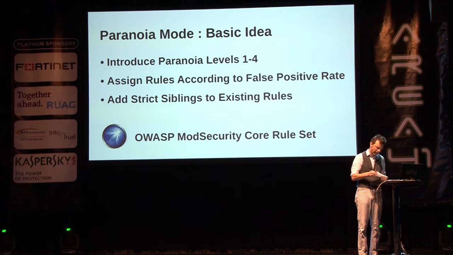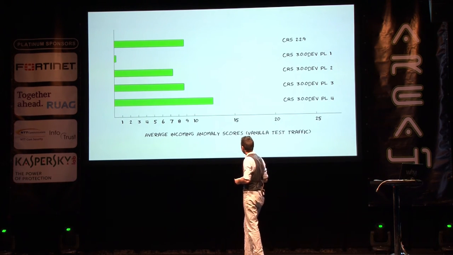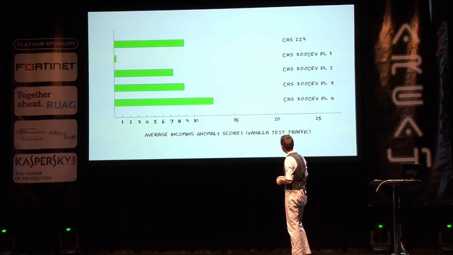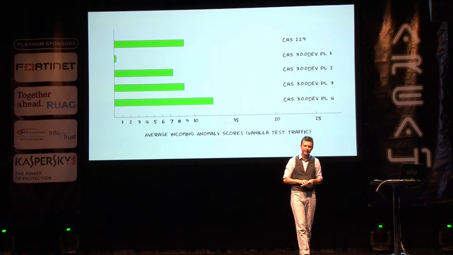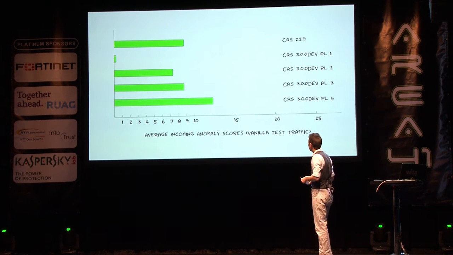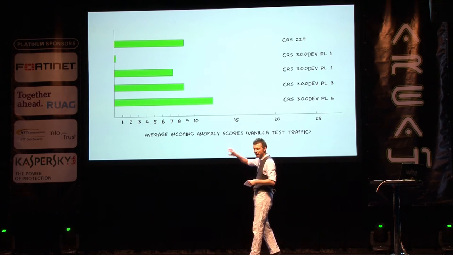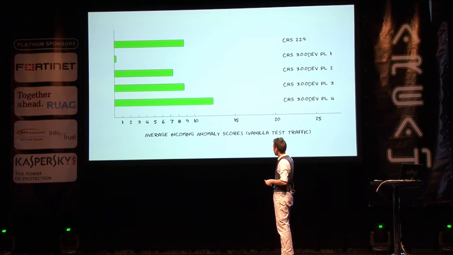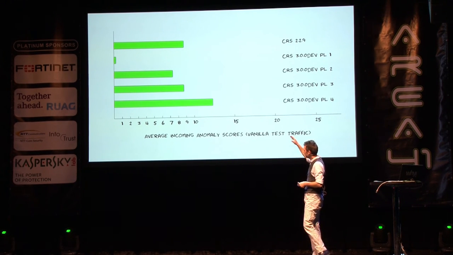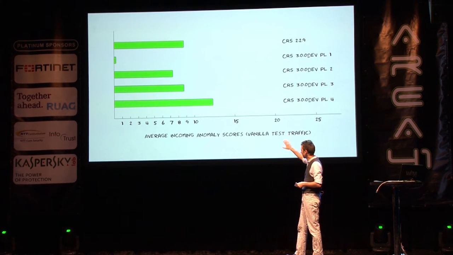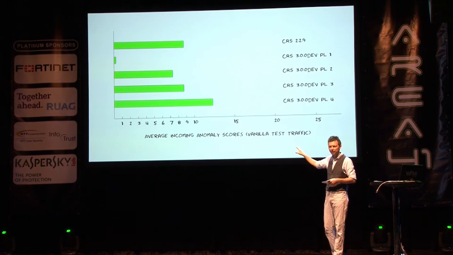And with this, we ended up with first statistics. So what you see here is 5 different installations. In the top bar, you see the stable release, the core rules 2.2.9. And then the very small bar, that's the 3.0 development release with a default paranoia level of 1. And what we see is the average incoming anomaly scores. So of all the requests, this is the average score. And as you can quickly see, the average anomaly score is coming way down with the new paranoia mode. This immediately translates to false positives. That's a lot less alarms. And this is vanilla traffic. That's my own traffic. This is no attack traffic. Everything green here is definitely a false positive.